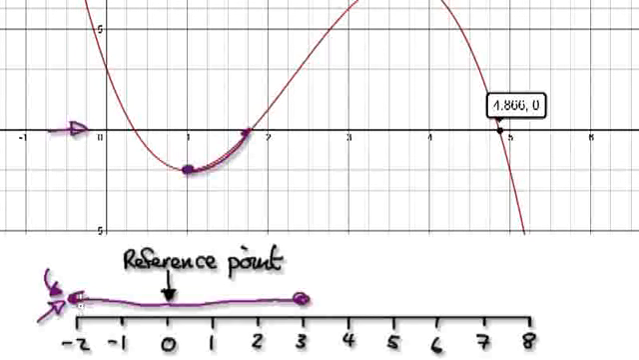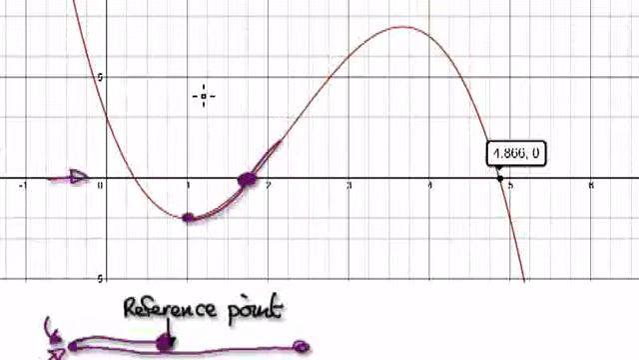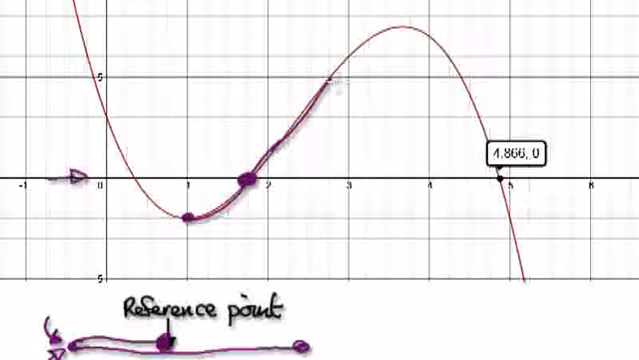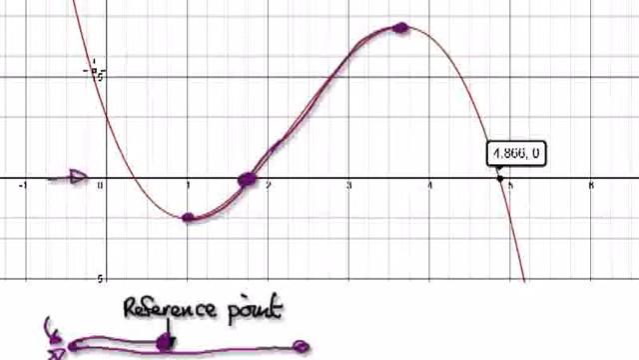Remember, this is our reference point. So it's going to head back towards our reference point here. So this bit here corresponds to this bit here. Okay, and then it's going to keep on moving. Don't forget, it's going to keep on moving to the right.